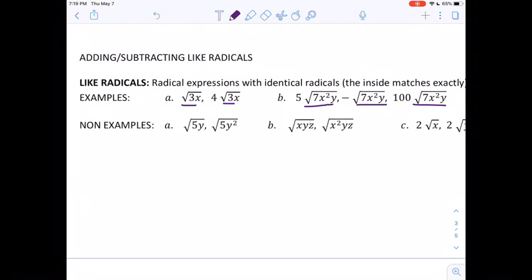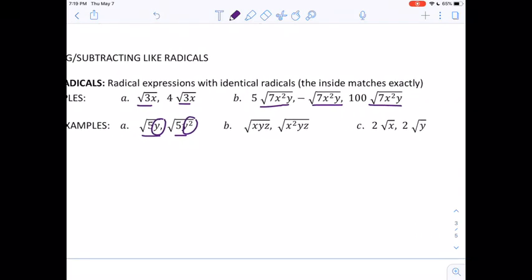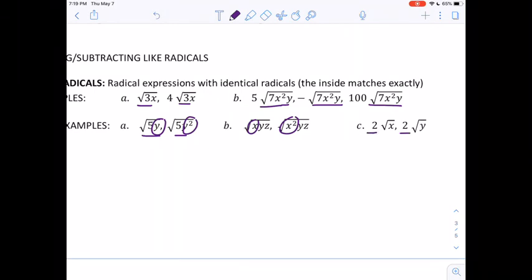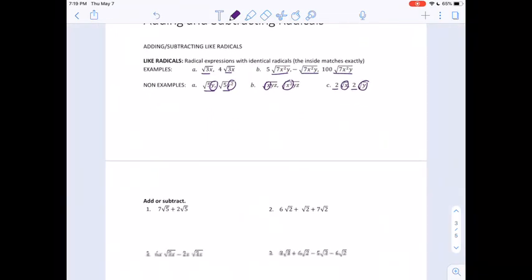Okay, so non-examples would be something like this because this has a y squared and this one just has a y, so those are not the same. This one has an x squared, this one has an x, those are not the same. And even though these two have the same number on the outside, one has an x, one has a y, those are not like radicals.